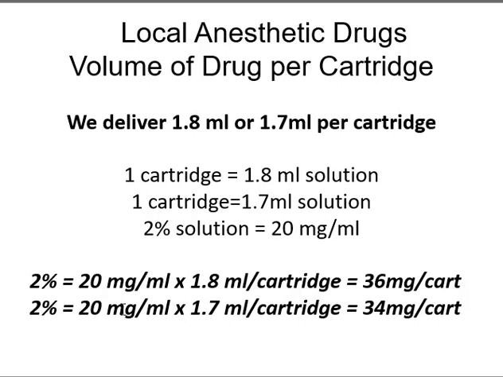Now the same holds true if it's a 1.7 milliliter cartridge. We have a 20 milligram per 1 milliliter. We multiply it by the 1.7 milliliter cartridge we have, and then we get 34 milligrams of lidocaine per cartridge.